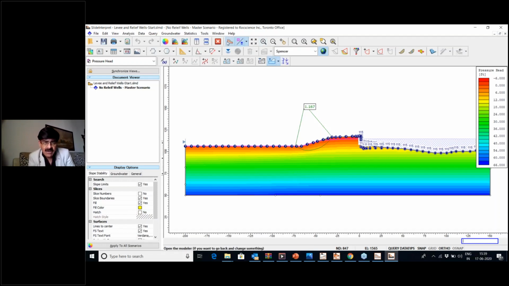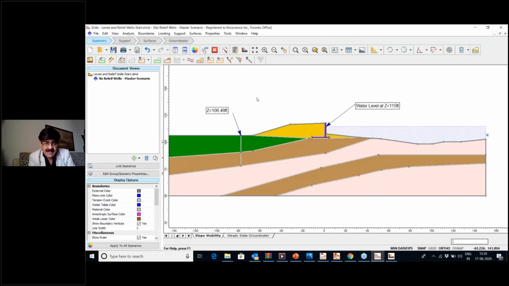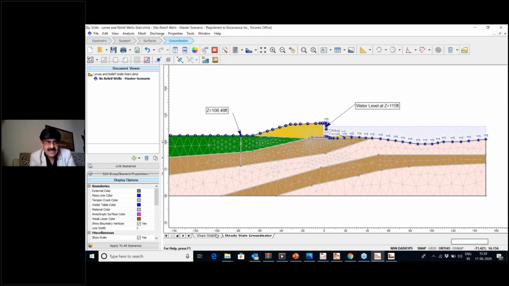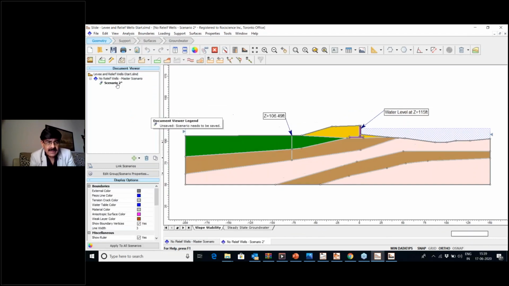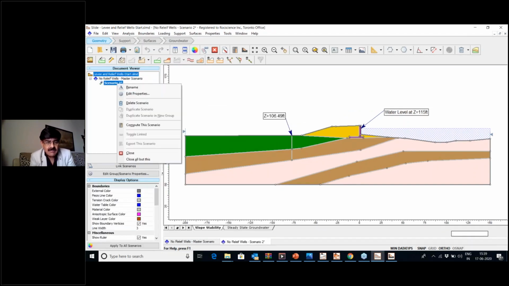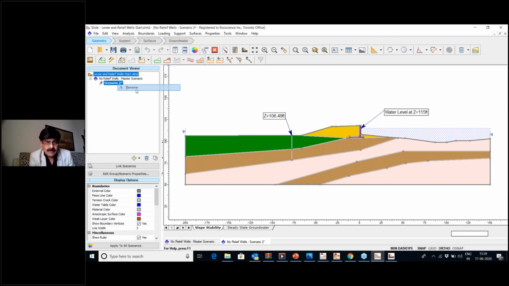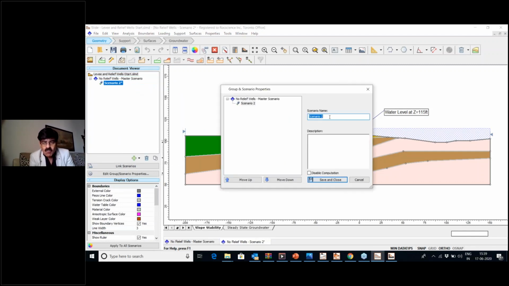So if we go back to the modeler, and we had already created this line here, we can try to use the option of relief well in the steady state groundwater condition. And for that, let us create another scenario. So we will add a scenario here and give it some name. Relief wells, or well, it doesn't matter.